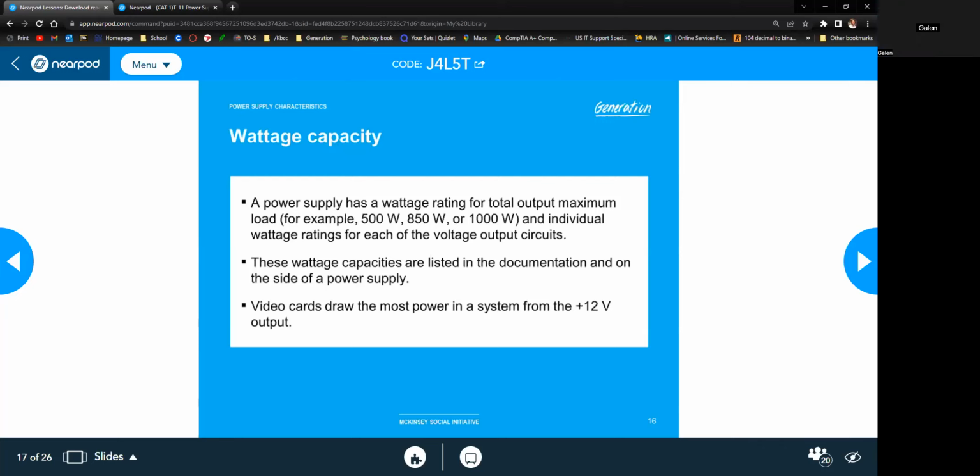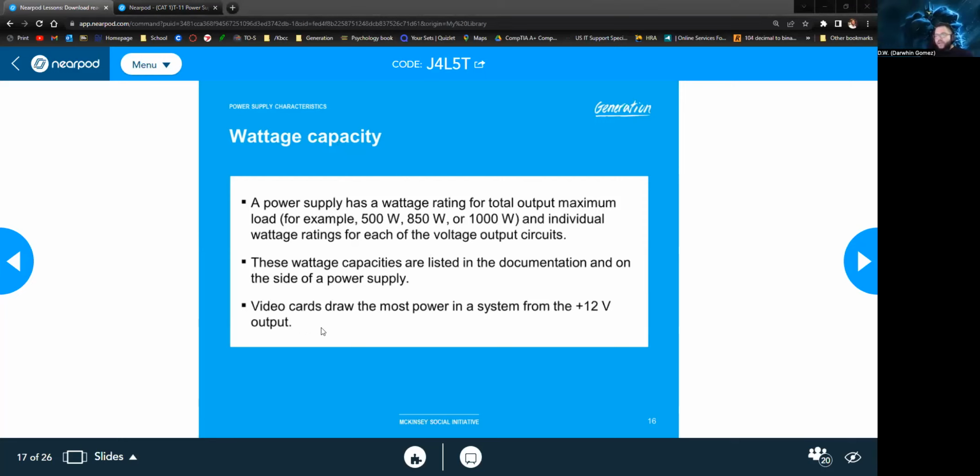Okay, and then this last bullet point makes a good point. Video cards draw the most power in the system from the 12-volt output. A lot of you gamers out there know that your video card uses the most power. A high-end video card uses the most power, and it also heats up the fastest. So, things to keep in mind.